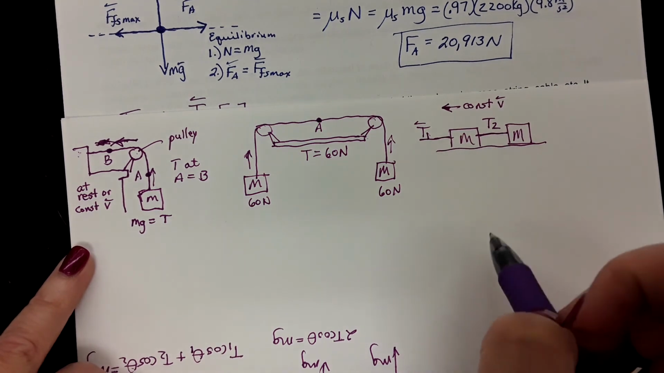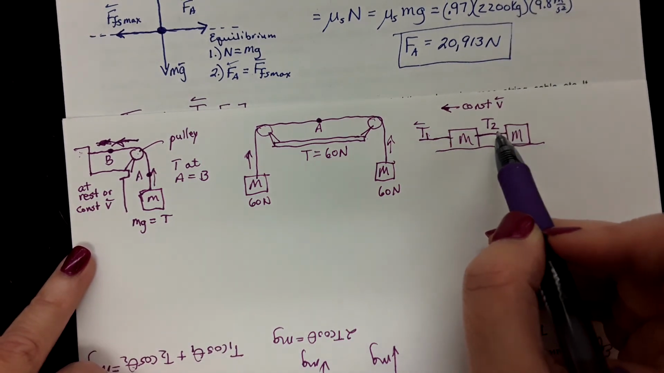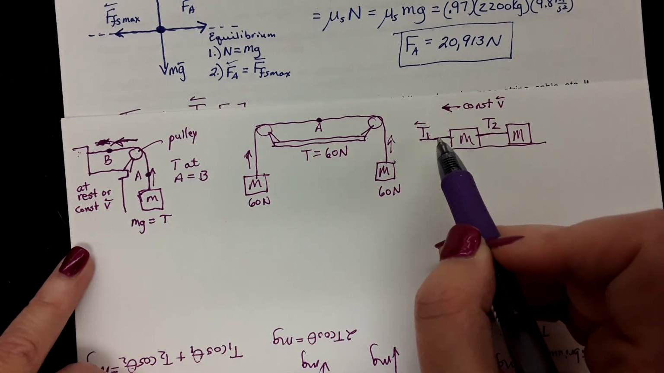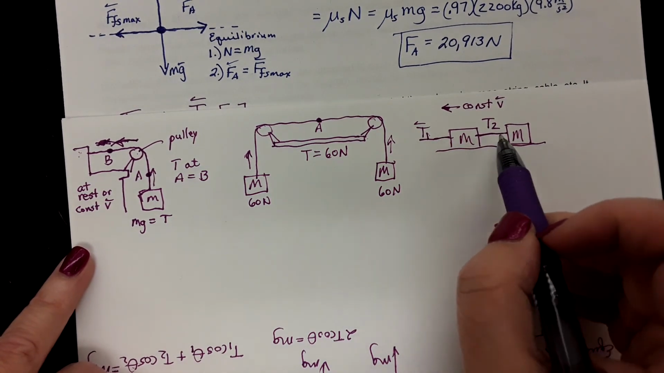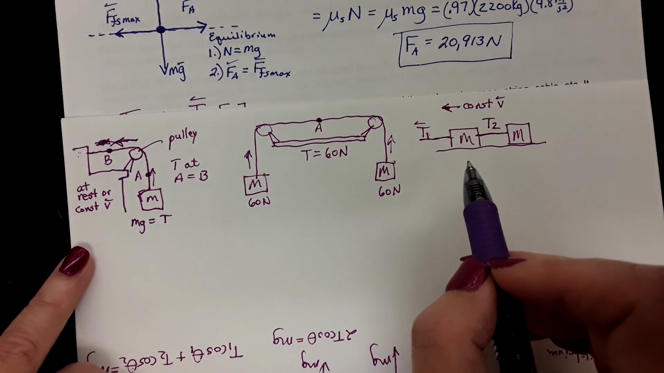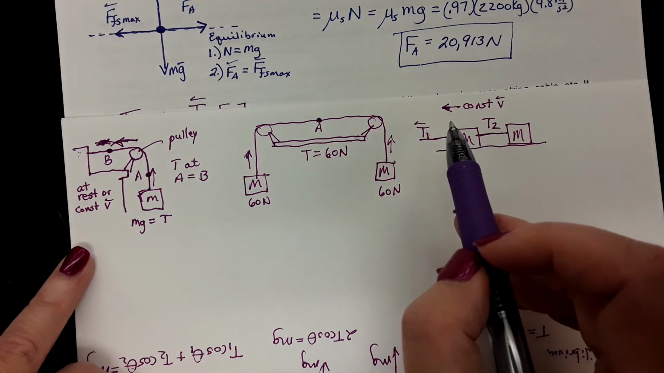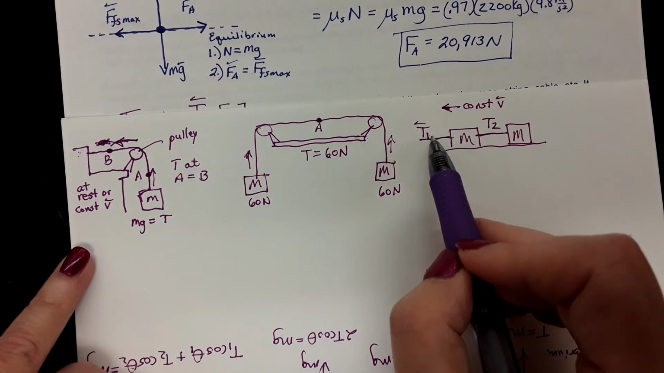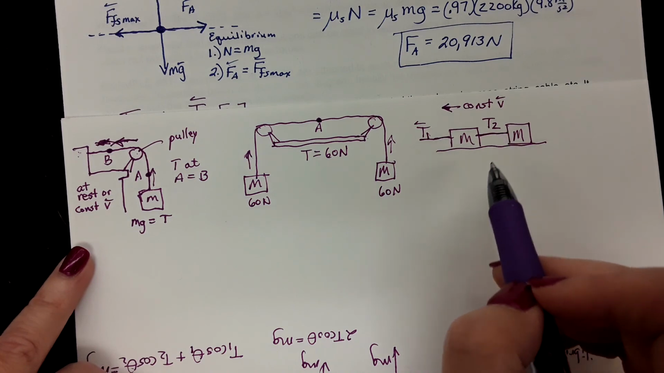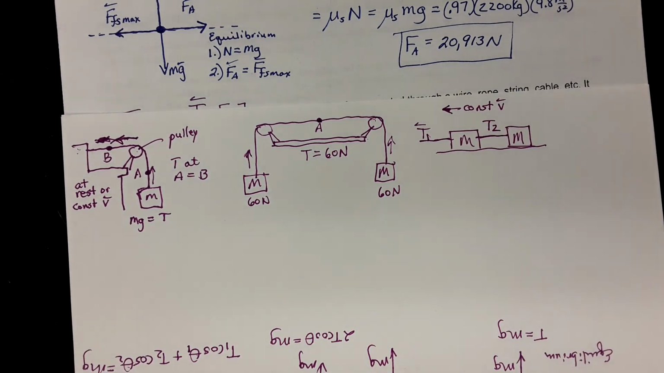So the two tensions in this case, this one has to be greater than this one only because it has to keep both masses in motion. This one only has to keep one. If the system is accelerating, it's still going to be the same according to Newton's second law. To accelerate two masses, this tension has to be greater than this one because this one only has to pull one mass. So that's kind of interesting too.